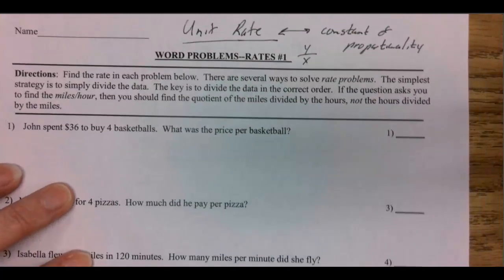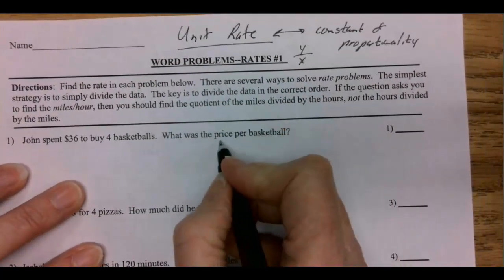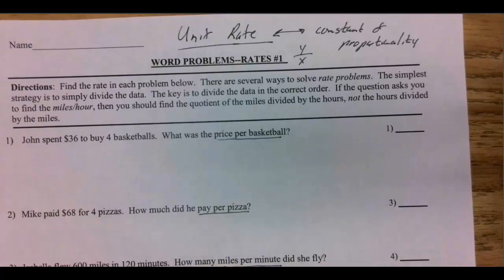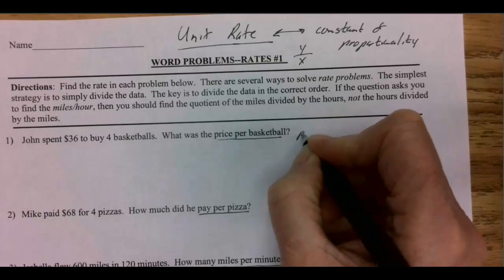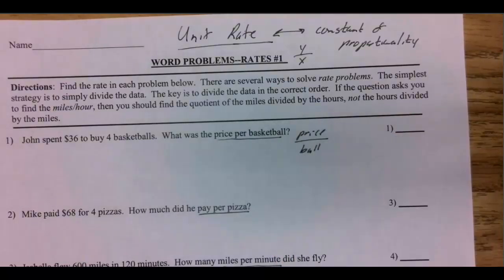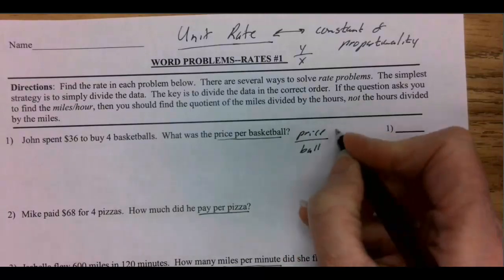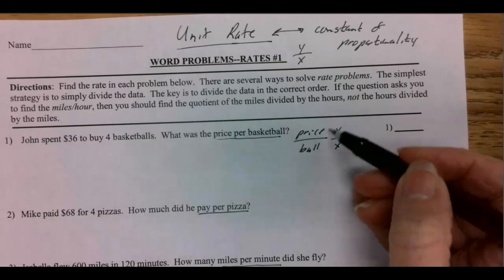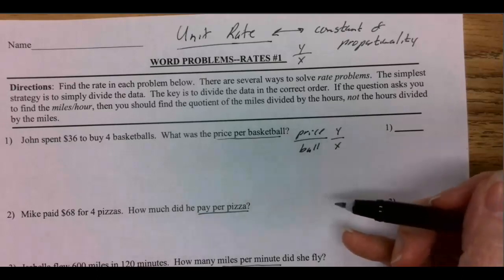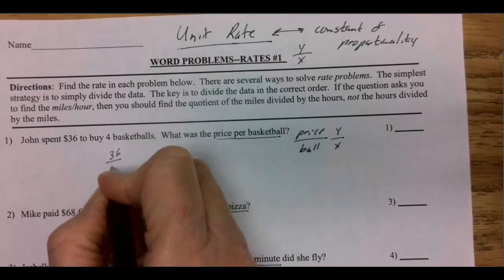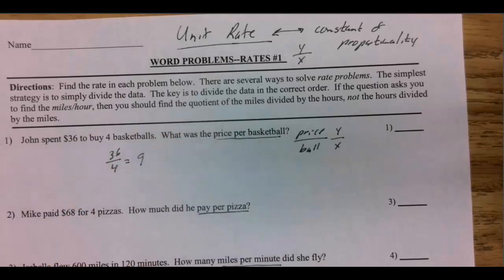Well, what you're going to be doing in today's assignment is they're going to ask you the price per basket, or the pay per pizza, or the miles per minute. What you need to remember is that is price per ball. Okay, and if that's price per ball, this is your y and this is your x. Okay, we can just divide. We know that we can just divide. That's not a problem. So we can just go and take 36 divided by 4, which gives us 9.